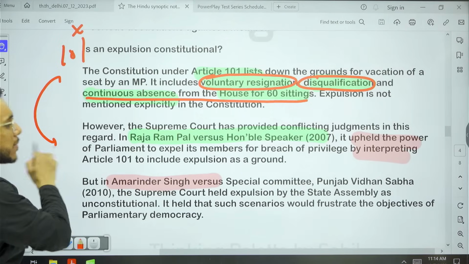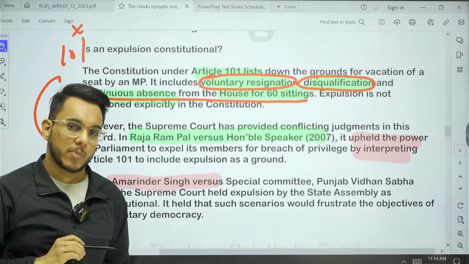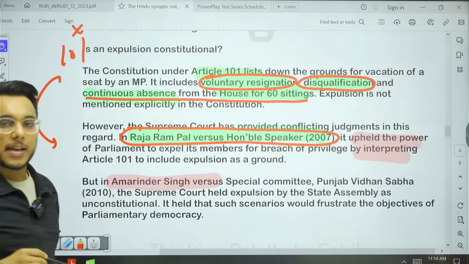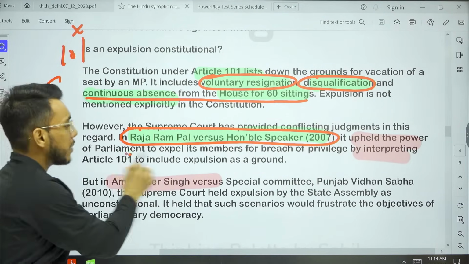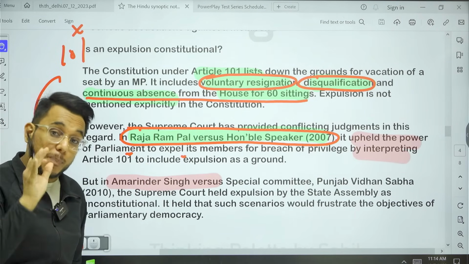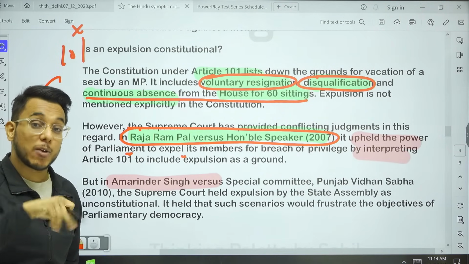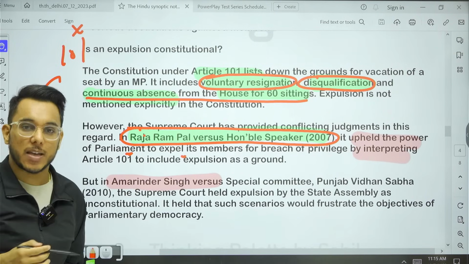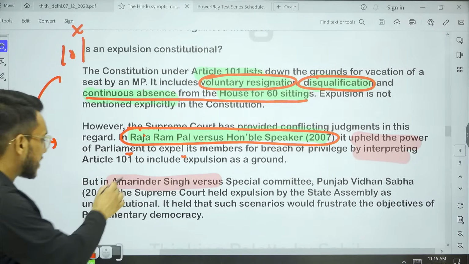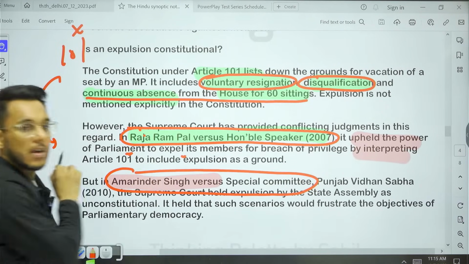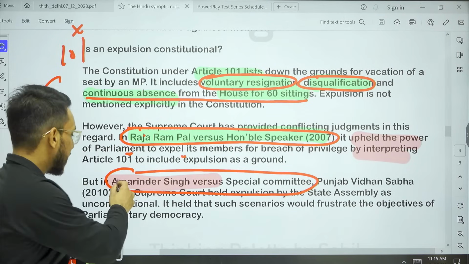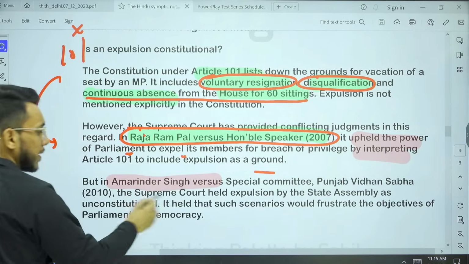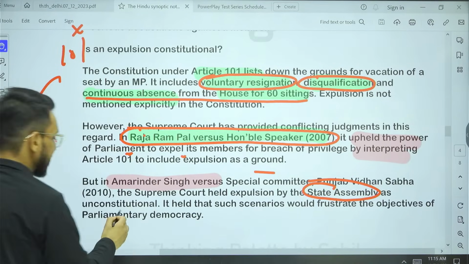Therefore, Supreme Court judgments are relevant. We have two conflicting judgments of the Supreme Court. One judgment is Raja Rampal versus Honorable Speaker, 2007. In this judgment, the Supreme Court upheld the power of Parliament to expel its member. They say that if any parliamentary privilege has been breached by an MP, the member could be expelled. The power is in the hands of Parliament, the Supreme Court said in Raja Rampal versus Honorable Speaker. But there is a conflicting judgment, Amrinder Singh versus Special Committee. In the Amrinder Singh judgment, the Supreme Court held expulsion by the State Assembly as unconstitutional.